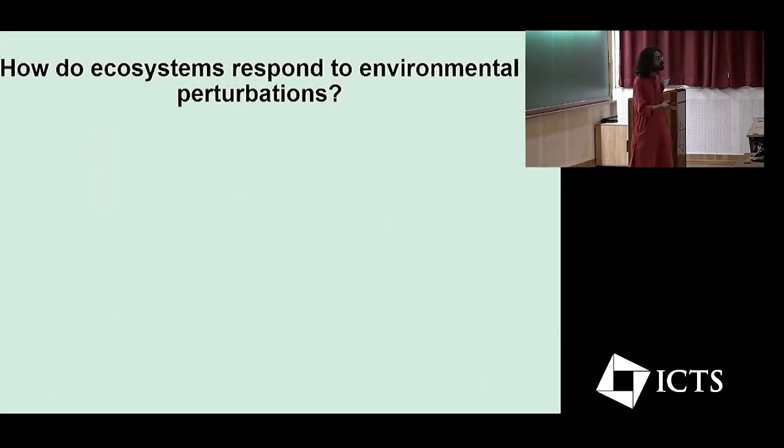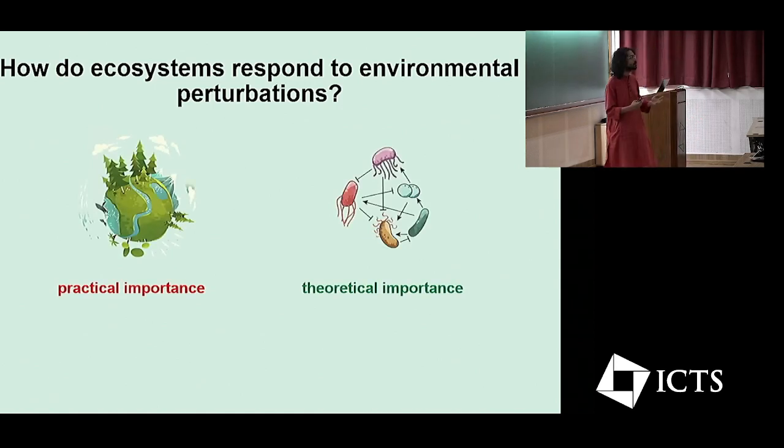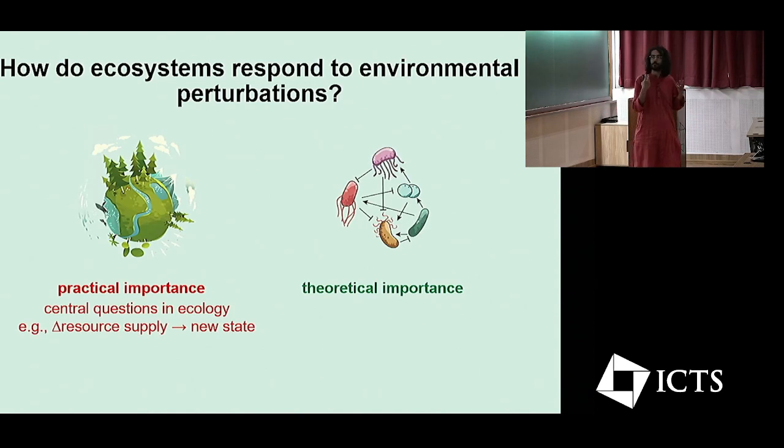So one of the central questions in ecology is how ecosystems respond to environmental perturbations, to perturbations in the environment around them. And this is, of course, important both for practical reasons as well as theoretical reasons. For practical reasons, one of the most central questions in ecology is, what happens if the temperature or some other variable in the environment, for instance, the supply of some resources, changes? What happens to the state of the system? For instance, the abundances of various species.